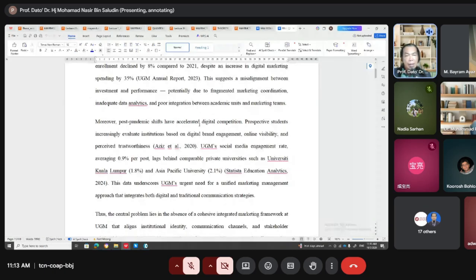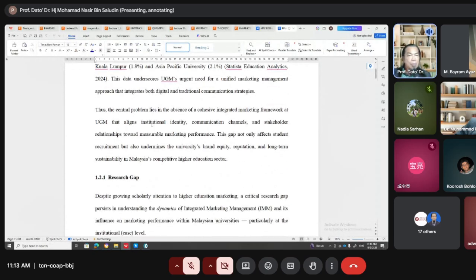Moreover, post-pandemic shifts have accelerated digital competition. We were very lucky. After COVID, we use more digital marketing. Prospective students increasingly evaluate institutions based on digital brand engagement, online visibility, which is very important, and perceived trustworthiness. UGM's social media engagement rate averages 0.9% per post, lagging behind comparable private universities such as University Kuala Lumpur at 1.8 and Asia Pacific University at 2.2, according to Statista Education Analytics. This data underscores UGM's urgent need for a unified marketing management approach to integrate both digital and traditional strategies.